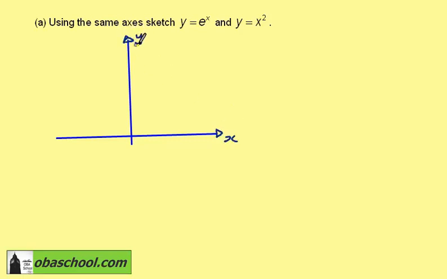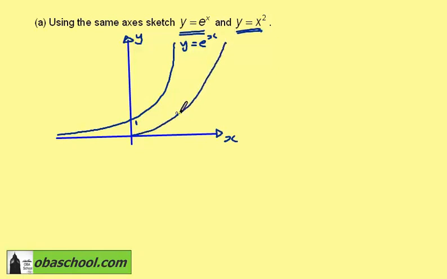And if we first consider e to the x, we know that e to the x has an asymptote as the negative x-axis, comes up through 1, and then goes off very steeply. X squared, we know, is symmetrical, goes through 0, 0, and curves upwards like so. We should always label every curve that we sketch.